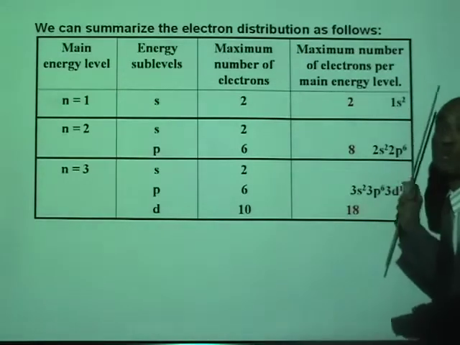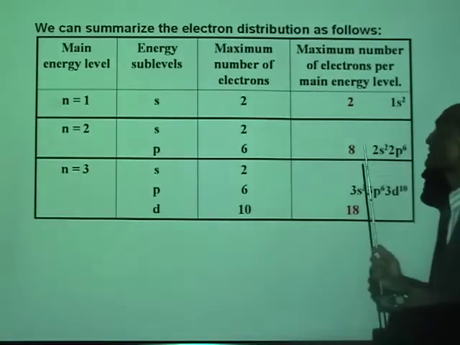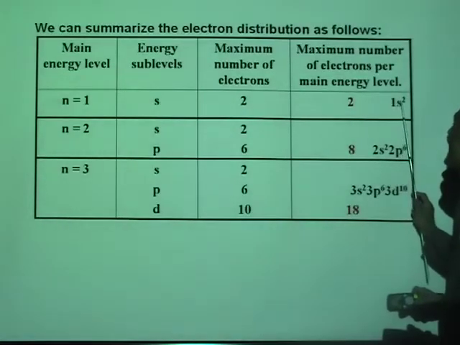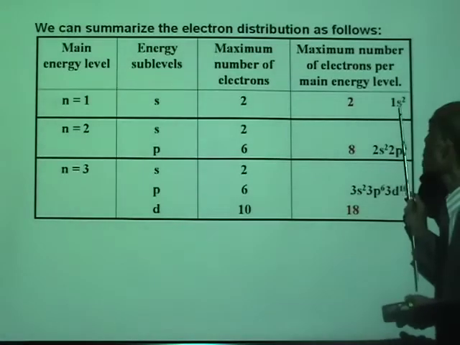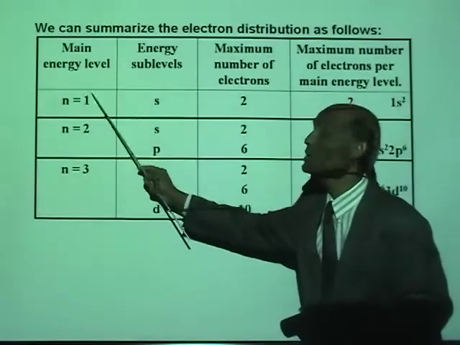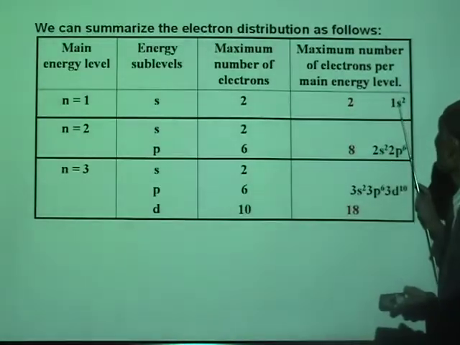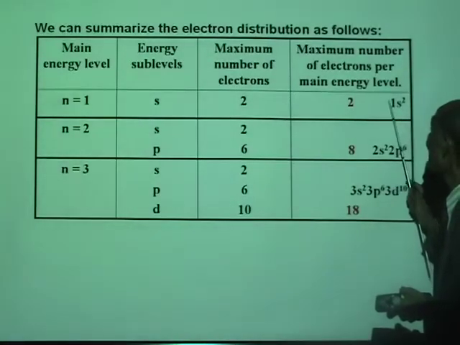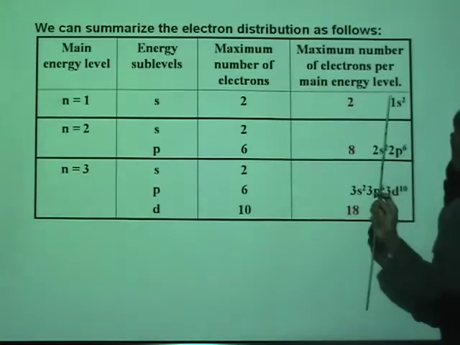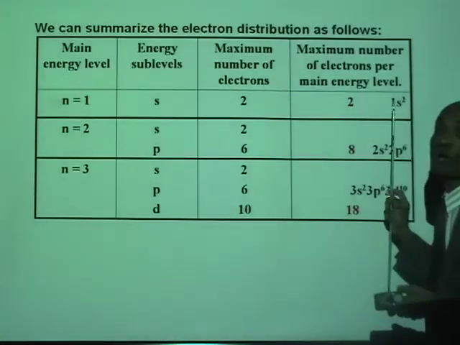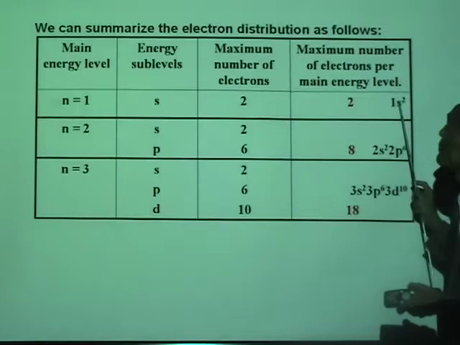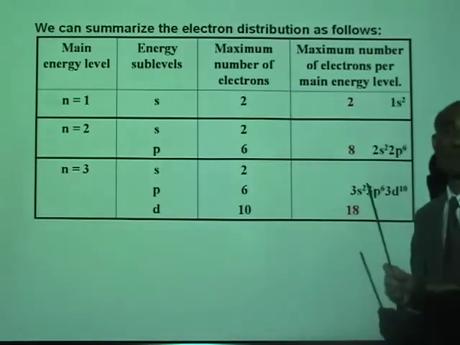Now, I want you to look at the way we represent these electrons. Try and see if you can understand it. What does 1s2 mean? Each of these numbers has a significance. This 1 stands for the main energy level, n equal to 1. The s subshell in the energy level n equal to 1 can hold 2 electrons. So 1s2 means 2 electrons in the s subshell corresponding to n equal to 1.